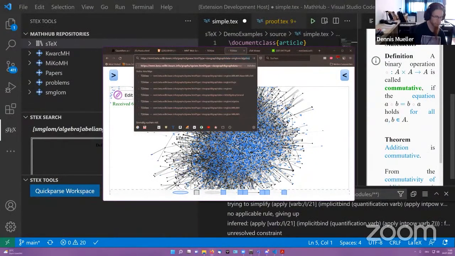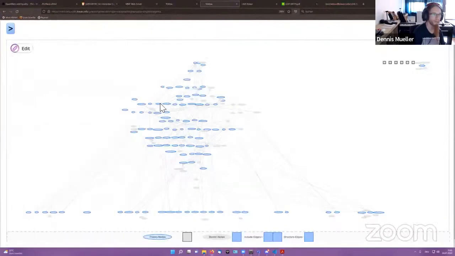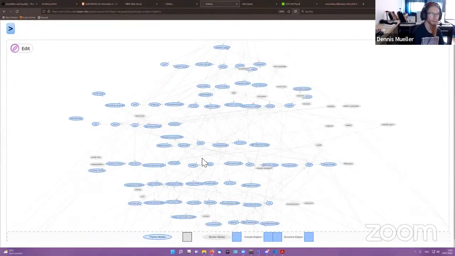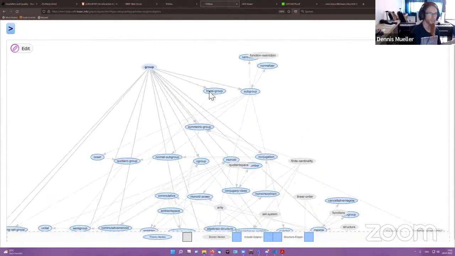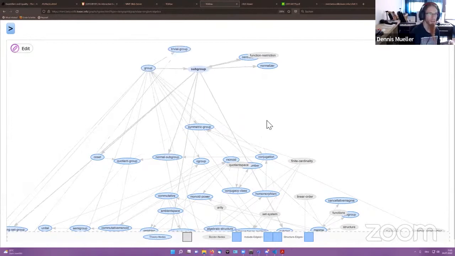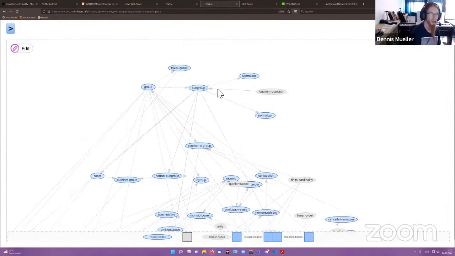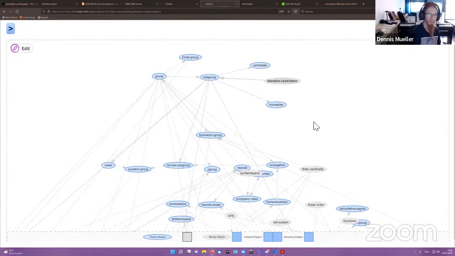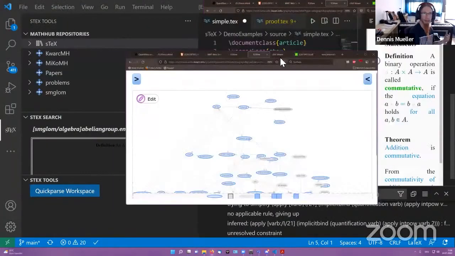For example, here's everything we have in the algebra library that we currently have. And then you really get this nice picture of how all of these different concepts relate. So a group goes into trivial group and goes into subgroup, and subgroup goes into normalizer and centralizer. Also, subgroup uses the concept of function restriction.